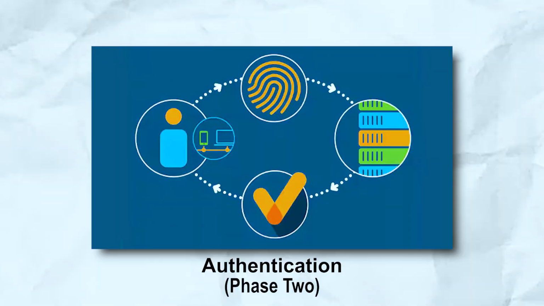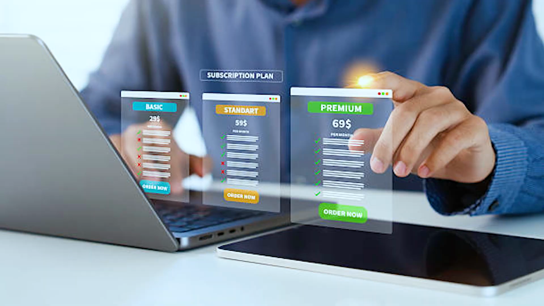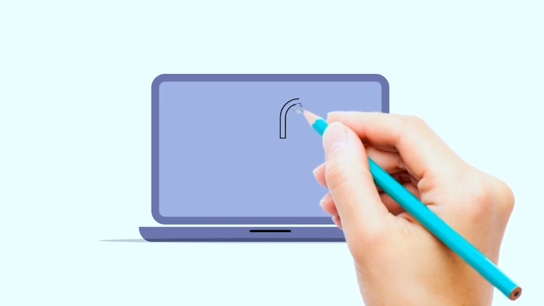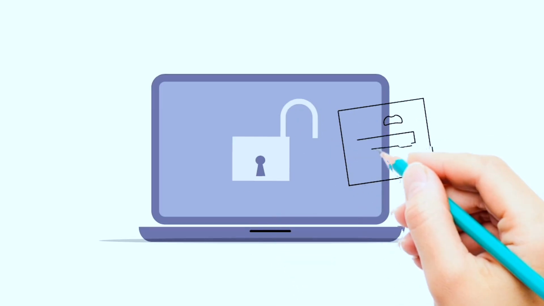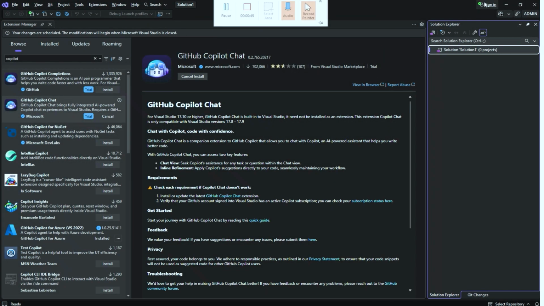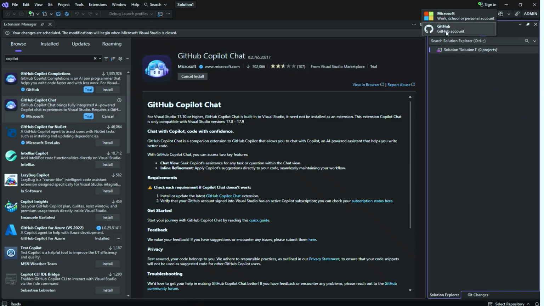This talks about authentication. The first step in authentication is establishing the connection. So authentication is more than just a login. It's a secure handshake that validates your subscription. By signing in, you are authorizing the Visual Studio IDE to utilize your specific GitHub credential, which unlocks your individual or enterprise AI capacity. So let's open Visual Studio. Go to the top right hand side corner in the screen. You can see the sign in option available. So click on the sign in option and click on the GitHub account here.